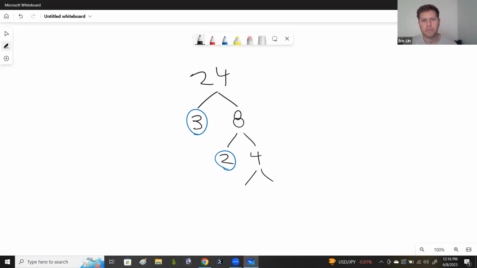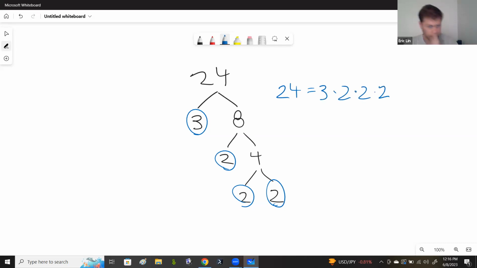And 4 can be broken down into 2 times 2, which once again, these two things cannot be broken down any further. So we're done. So notice what I have now. I have 24 as a product of a bunch of prime numbers. So I have 3 times 2 times 2 times 2 is equal to 24. And all of these are individual factors of 24. So 3 is a factor of 24, 2 is a factor of 24. But importantly, any combination of those prime factors is also a factor of 24.